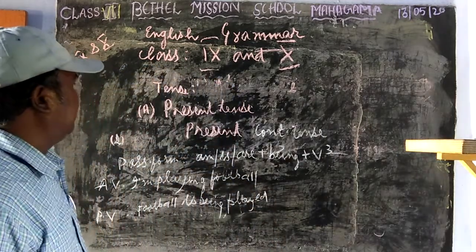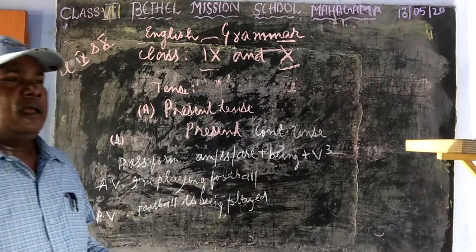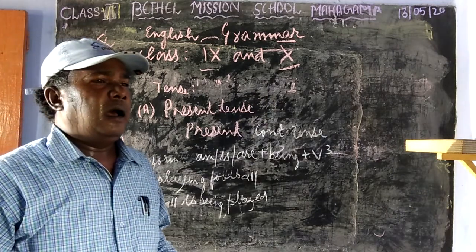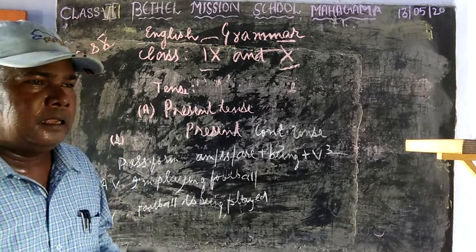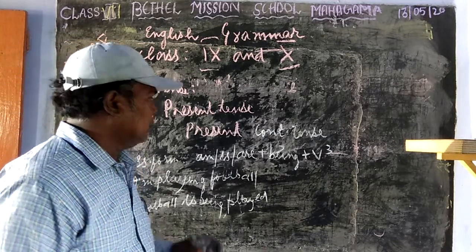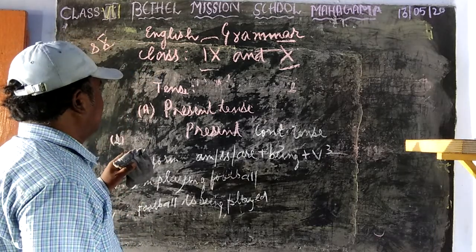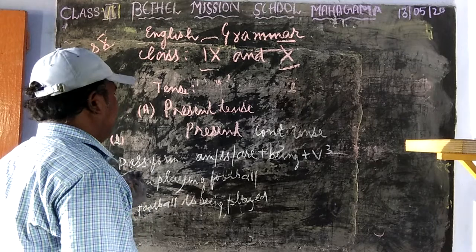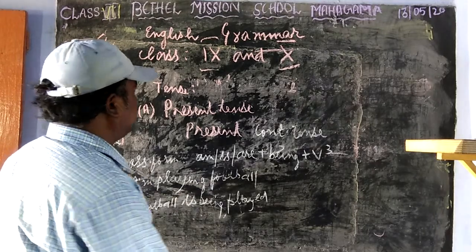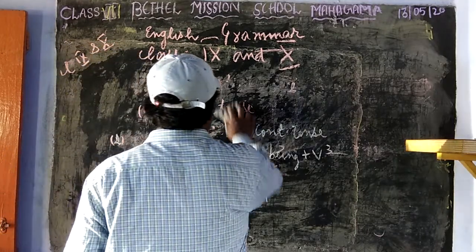More examples in present continuous tense. I am solving the problem. The problem is being solved by me. So these are the examples of present continuous tense, and the passive form is am, is, are plus being plus V3. Next we move on to present perfect tense.